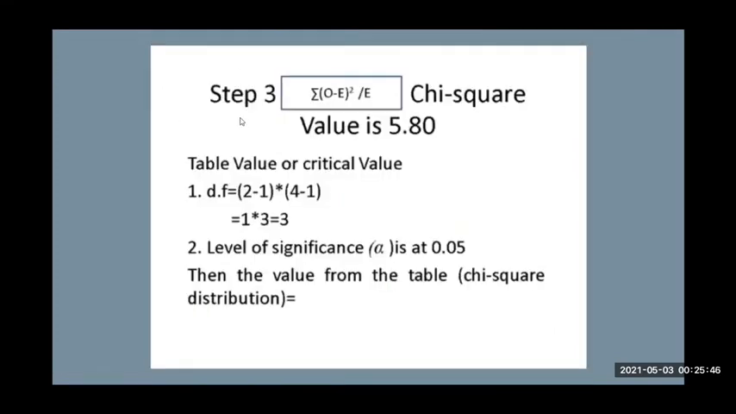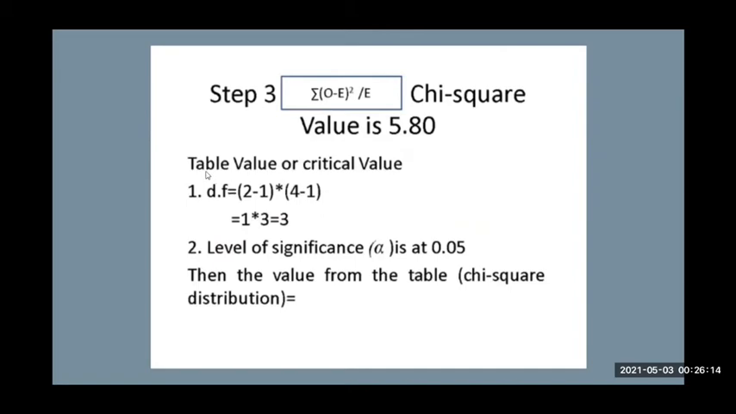So step 3, we are going to solve. This is our formula once again. The summation of the observed minus the expected, squared, divided by the expected. So our value is 5.80.